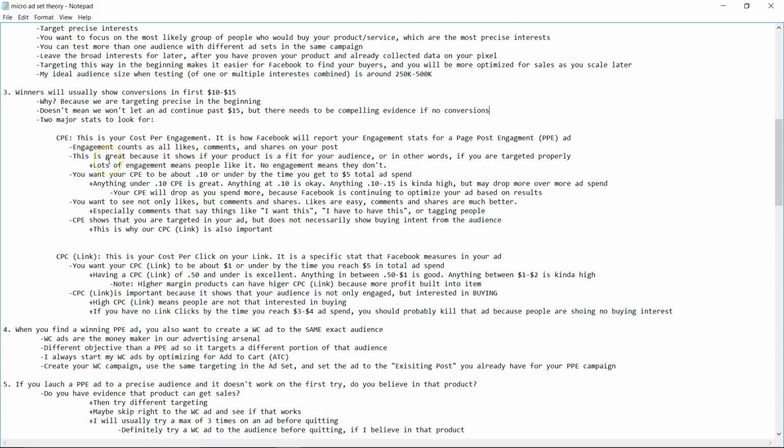So here are the stats that we look for when we're running engagement ads, okay? Number 1 is your cost per engagement. That is the overall objective of an engagement ad, your cost per engagement. This is how Facebook reports your engagement stats for an engagement ad. It counts all the likes, comments, and shares on your post. And this is really powerful because it shows if your product is a good fit for your audience, or in other words, if you're actually targeted properly, if you found the right audience to product match.